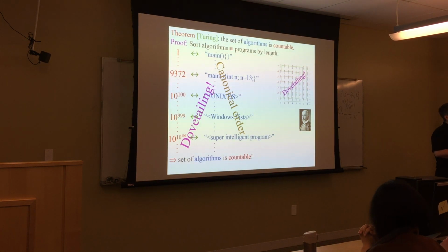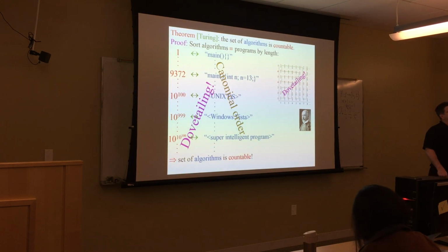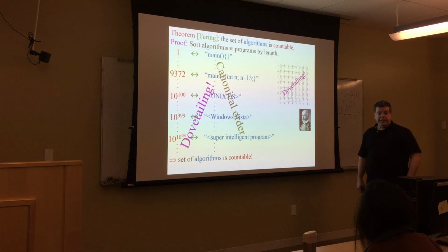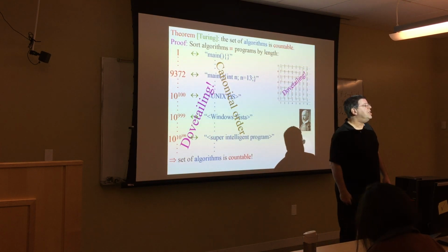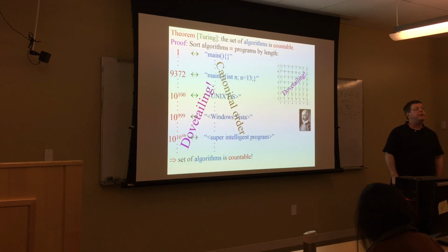Do you see that? It's easy to generate all possible strings, in lexicographic order: A, B, AA, AB, BA, BB, AAA, AAB. Just generate all strings in dictionary order, from smaller size to larger size. Some of them will be programs, others will be gibberish. Some of them will be the entire text of Shakespeare's Hamlet.